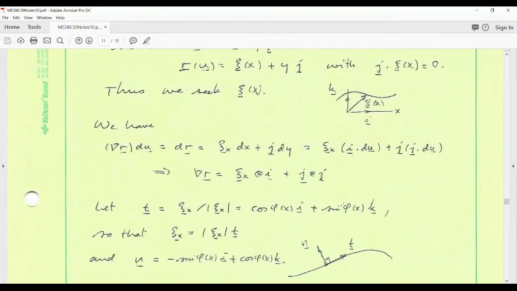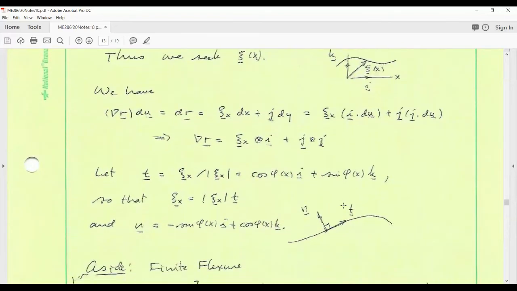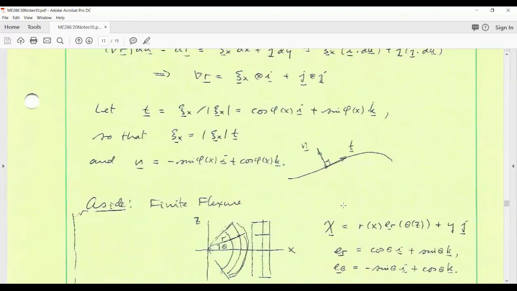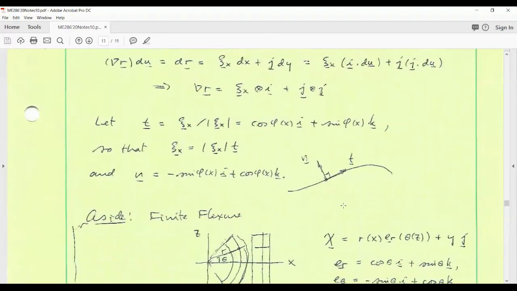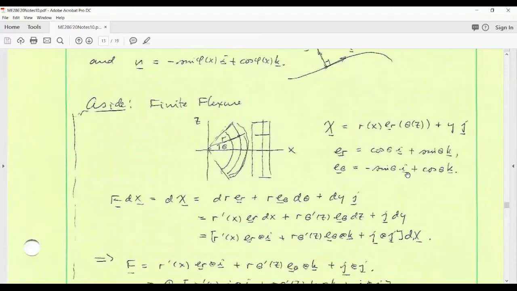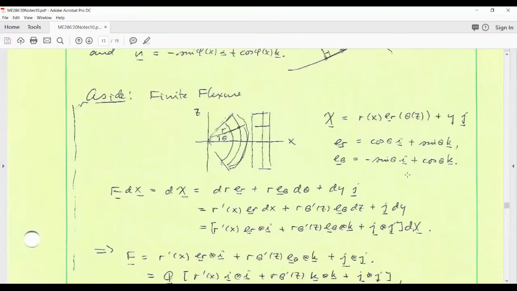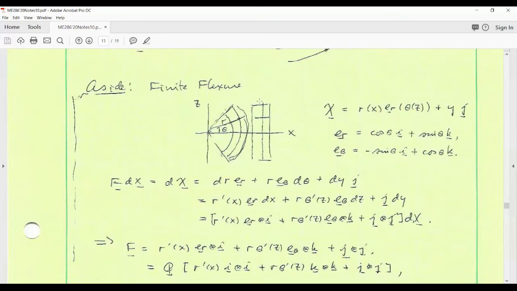So to proceed, I need to know something about the plastic deformation. So let's pick one, a plausible one. I'm going to pick one that induces flexure in the plate, induces bending. So let's have a quick look at the finite flexure problem that we normally study in a course like 185, continuum mechanics. I'm hoping that all of you have seen this discussion of finite flexure somewhere before. You can find a very nice treatment of it in Ogden's book on nonlinear elasticity, for example.